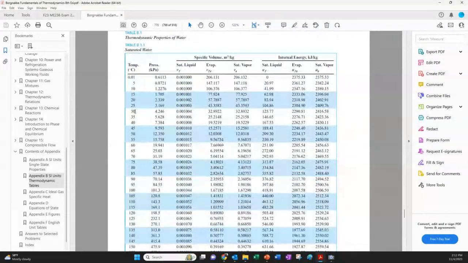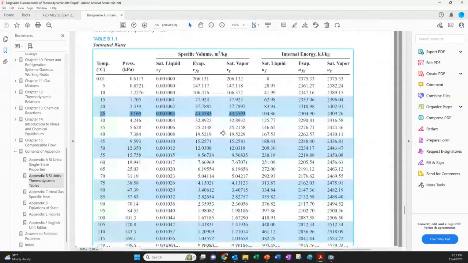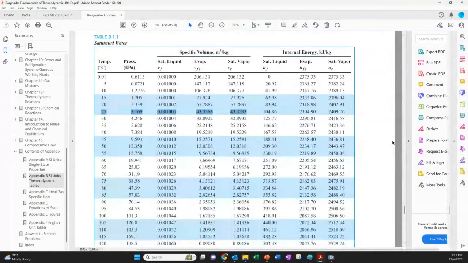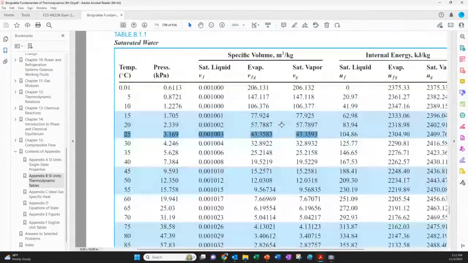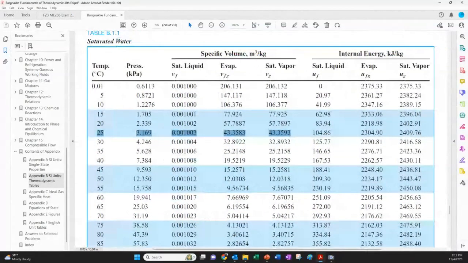What we'll find here, 25 degrees Celsius, and we'll do the same thing, which is to say that we don't need to see that. We will get, yeah, you can see the specific volume. We have that same specific volume, which was 0.1771.